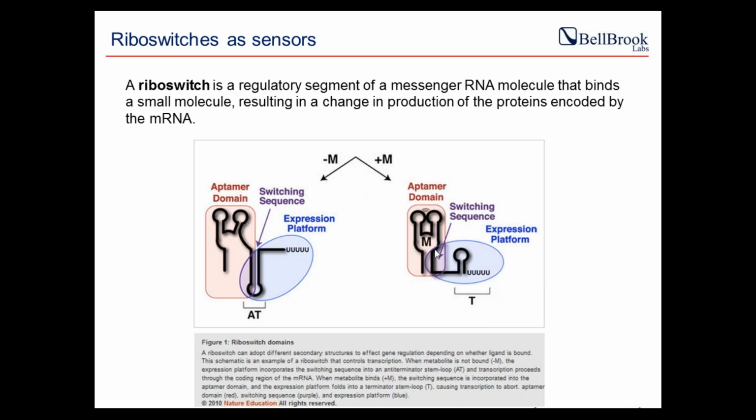Now, when the metabolite binds to the riboswitch, as you can see, there's a change in conformation, and instead of the anti-terminator loop, the switching sequence adopts a termination loop and thereby terminates the transcription of the mRNA. You can also see that the two loops in the aptamer domain come closer together. So this is how typically most riboswitches perform. The ligand binds and a conformation change happens.